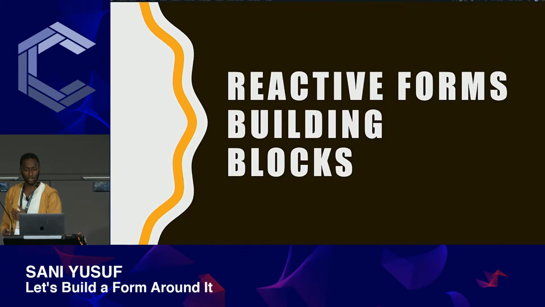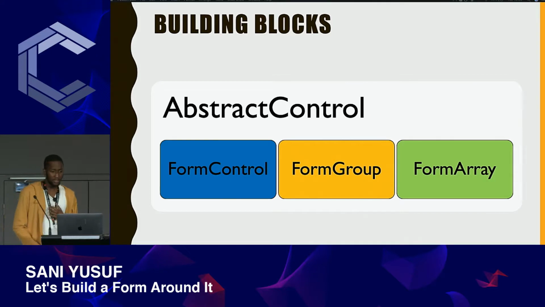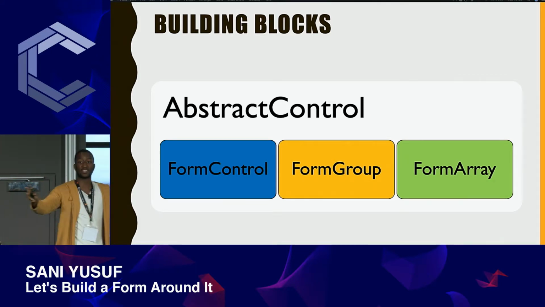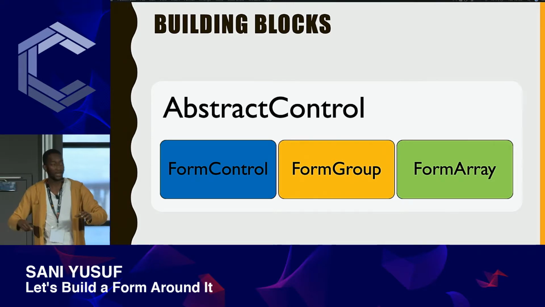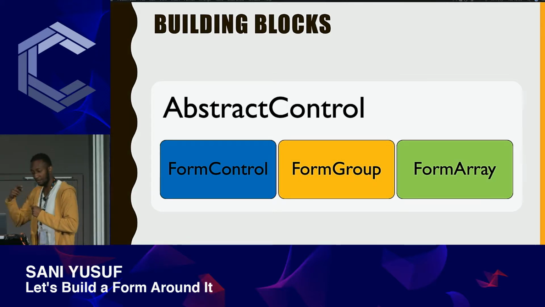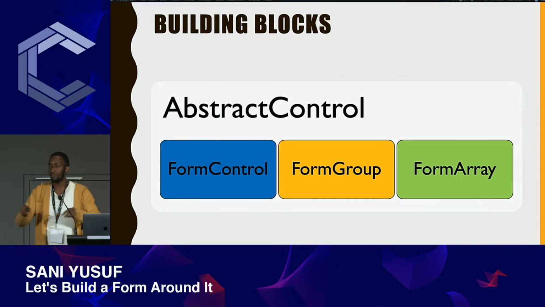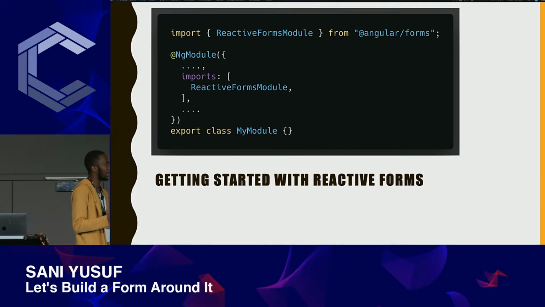So let's have a quick look at the building blocks of Angular Reactive Forms. Everything is what we call an abstract control. This is like the abstract base class, right, of the Angular Reactive Forms library. And then you have the form control, which you're going to see shortly. We have the form group, and we have the form array. But every one of these members is what? An abstract control.